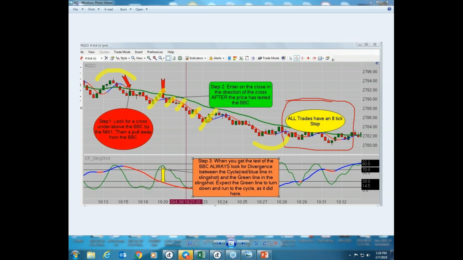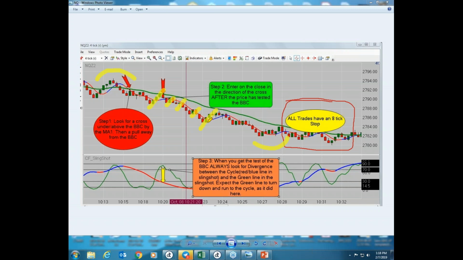Now, there's some money management rules that come into play. I'll go over those when we get into a live setting. But generally speaking, you're going to be trailing the stop to your break even or entry when the market goes 4 ticks in your favor or closes on the other side of the MA1, depending on the direction you're going.